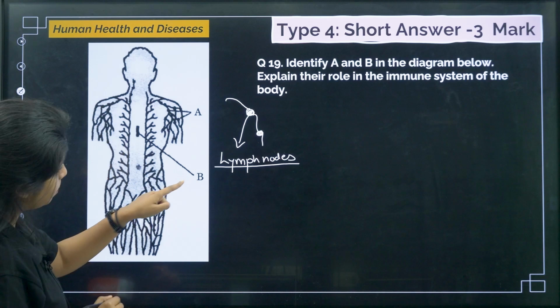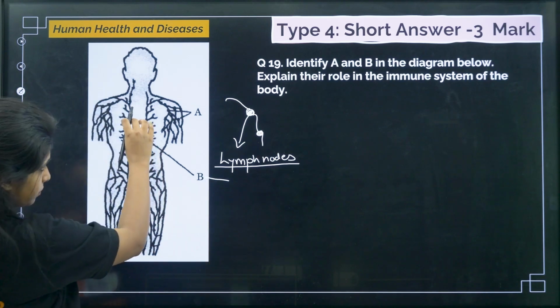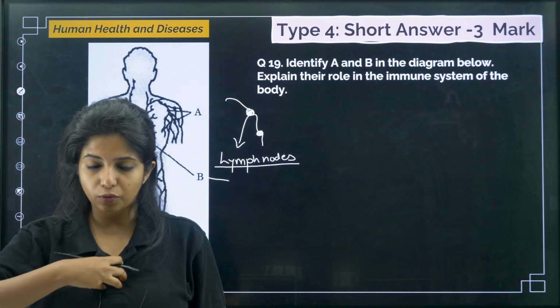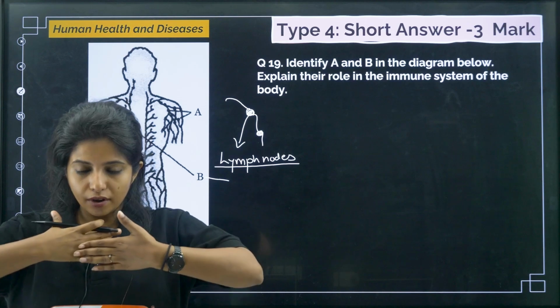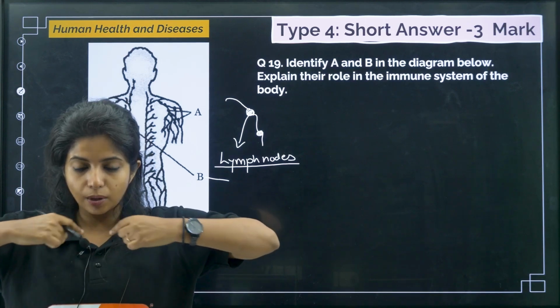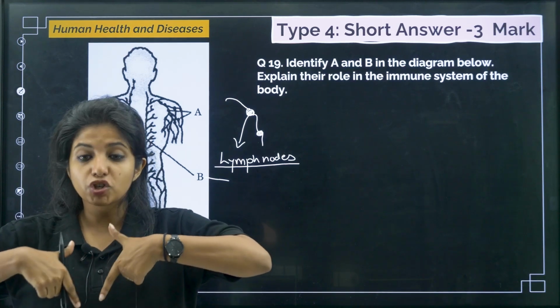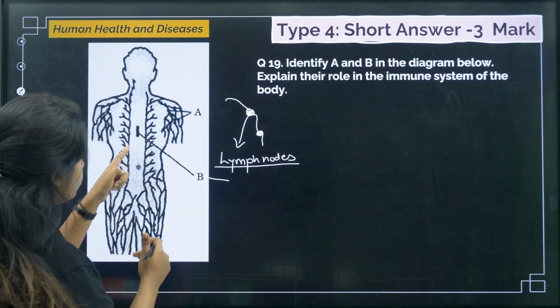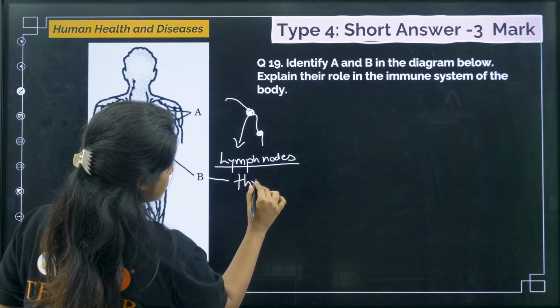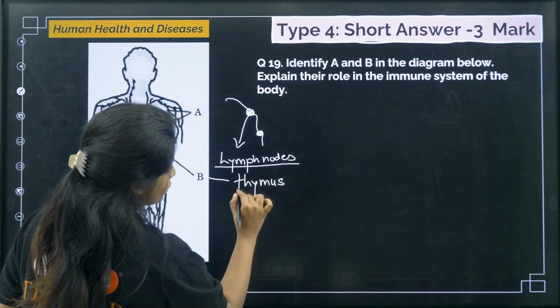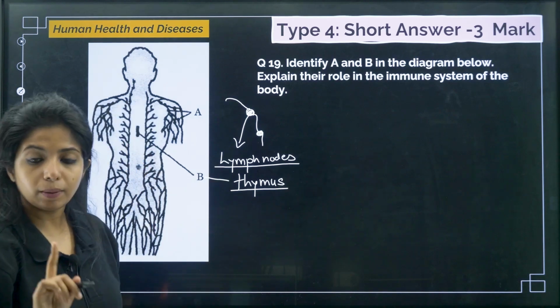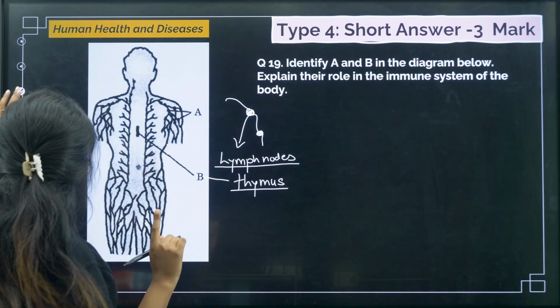And over here, the part that you see, which is near the sternum, below the sternum. What is the sternum? Your rib is attached to something in the middle, which is known as the sternum, the chest bone. Behind it, what do you have? You have something which is known as the thymus. Both of them have their own functions. Let me tell you one by one.